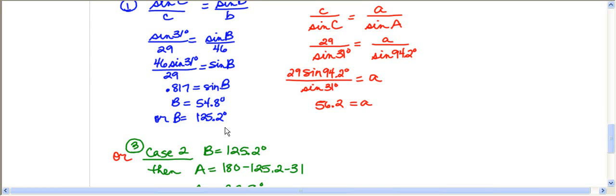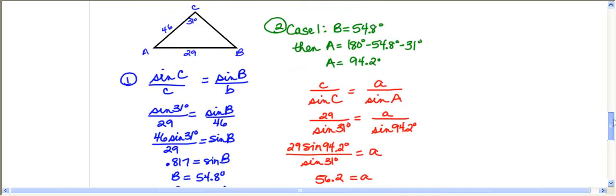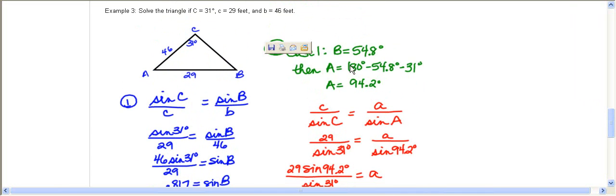So we actually have two possibilities, because if you add up the other angle, which is the 31 degrees that we know, there's still enough left over for this third angle in the triangle. So it makes sense that there could be two possible solutions. So we're going to take each of those separately. So our first case is when B is 54.8. Then the missing angle, angle A, is 180 minus the 54.8 minus 31, which would be 94.2.